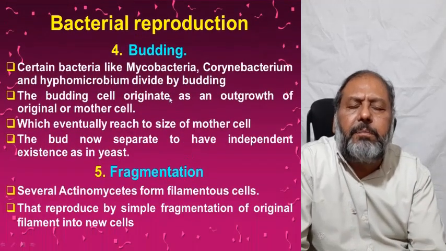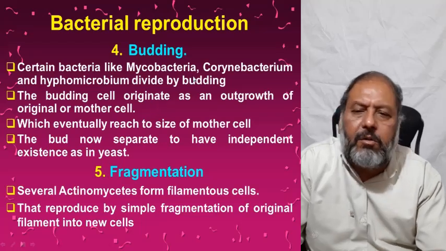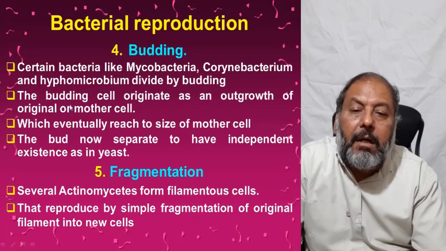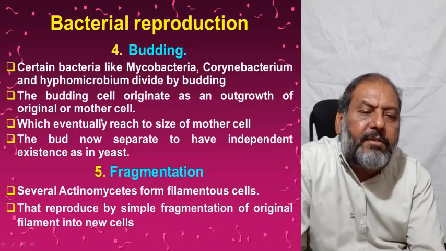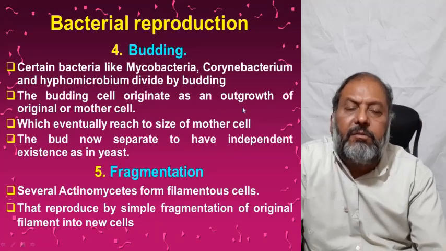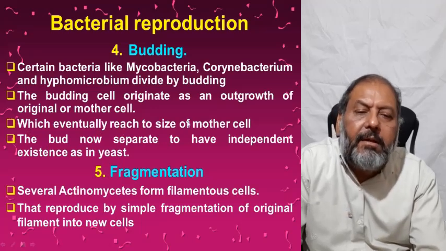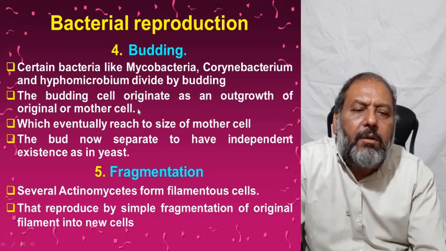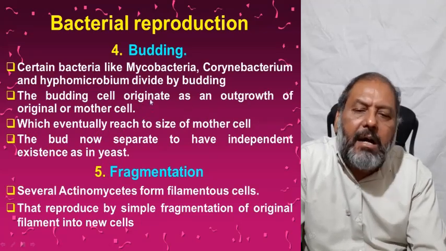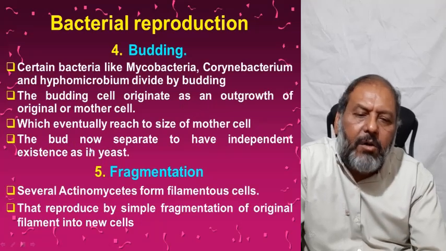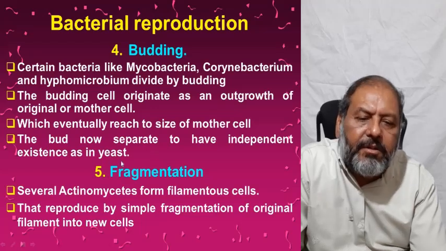Then there is another kind of bacterial reproduction, which is budding. Certain bacteria like Mycobacteria, Corynebacterium, and Hyphomicrobium divide by budding. The budding cell originates as an outgrowth of the original or mother cell, which eventually reaches the size of the mother cell, meaning the outgrowth of the mother cell is capable of making a new cell. The bud then separates to become independent, as in the case of yeast.